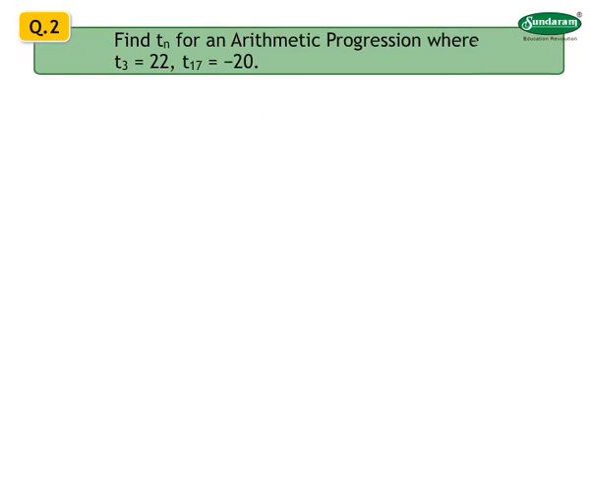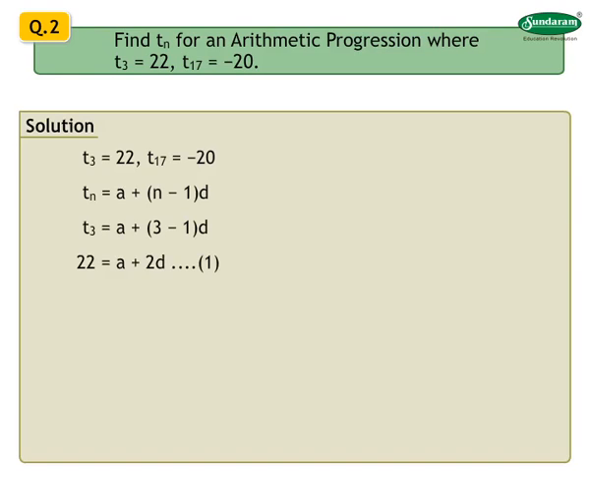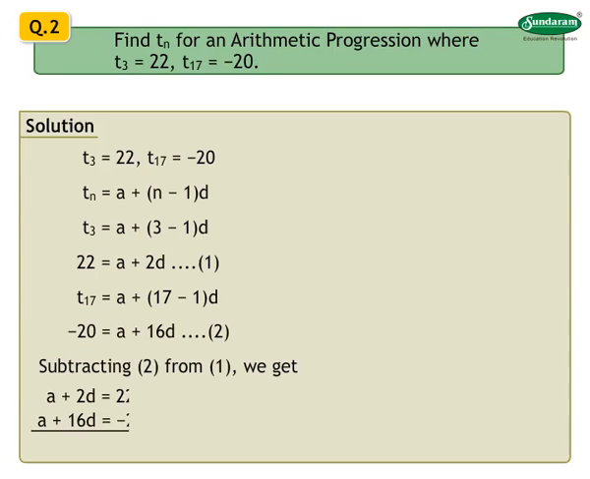Number 2. Find Tn for an arithmetic progression where T3 is equal to 22, T17 is equal to minus 20. Solution. T3 is equal to 22. T17 is equal to minus 20. Tn is equal to a plus n minus 1 into d. T3 is equal to a plus 3 minus 1 into d. 22 is equal to a plus 2d. Equation 1. T17 is equal to a plus 17 minus 1 into d. Minus 20 is equal to a plus 16d. Equation 2.